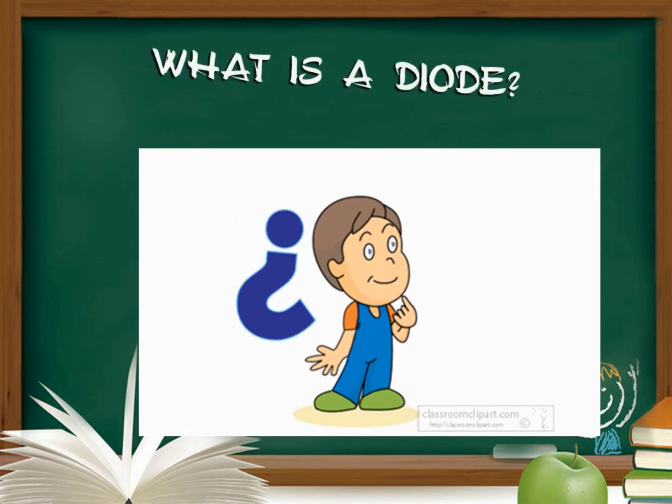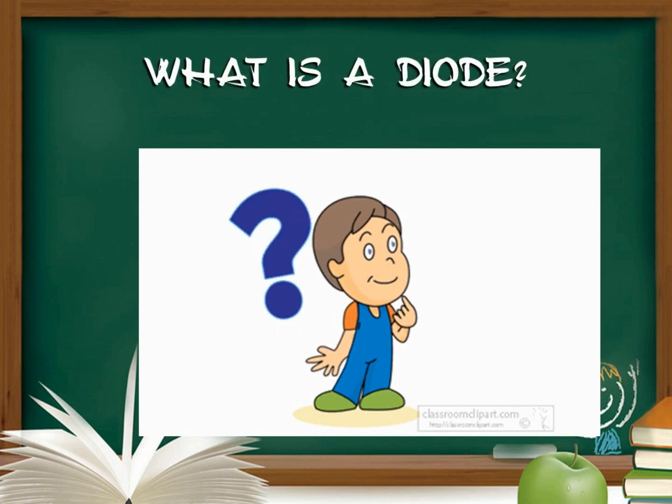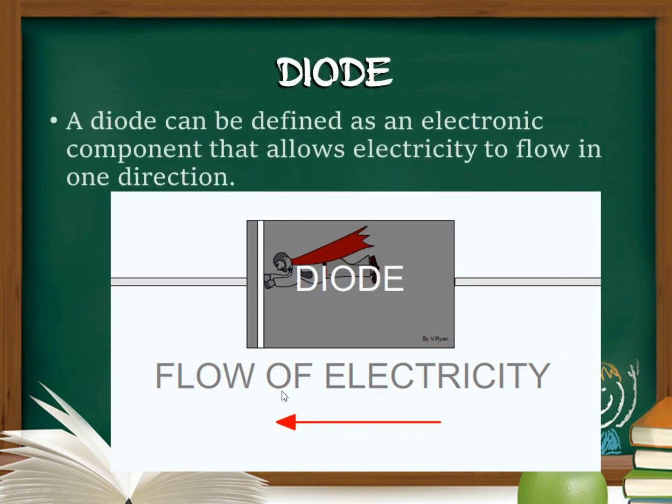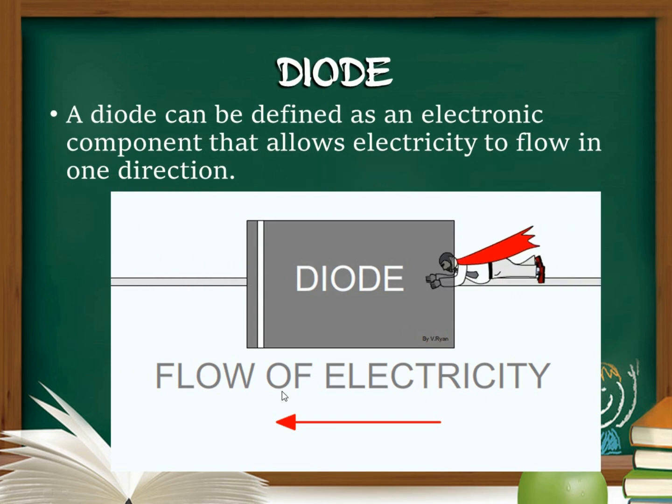So here is a great question. What is a diode? As you can see from this diagram, this Batman is flowing into this area in only one direction, and it shows the flow of electricity, which is like this, and we have a strip at this end here. So I believe with this, everyone should be able to define a diode. A diode can be defined as an electronic component that allows electricity to flow in one direction. As you can see, the Batman is flowing in one direction.